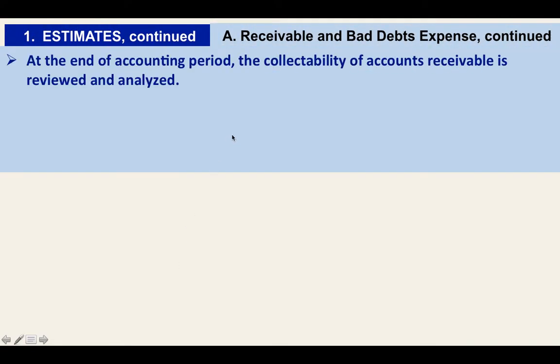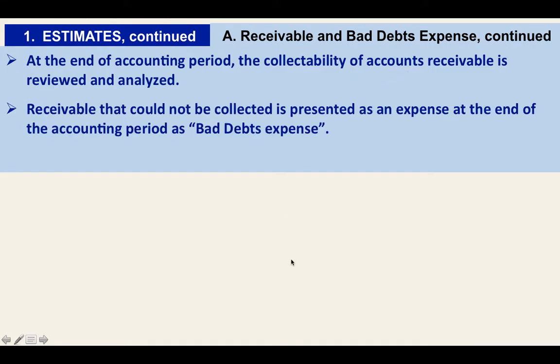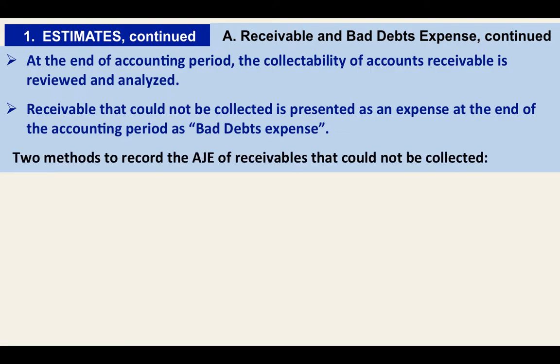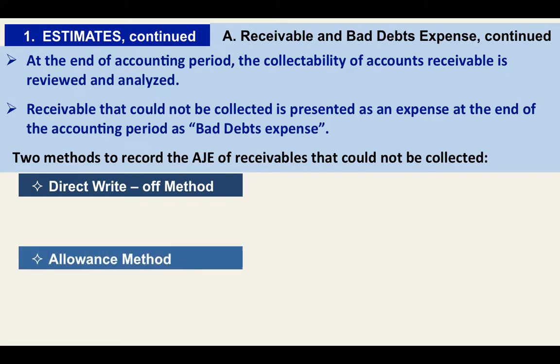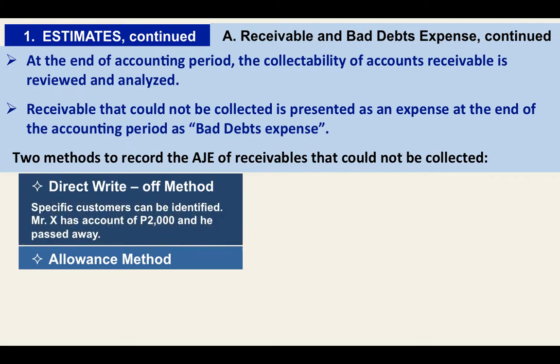At the end of the accounting period, the collectability of accounts receivable is reviewed and analyzed. Okay? Receivable that could not be collected is presented as an expense at the end of the accounting period as bad debts expense. Two methods to record adjusting journal entry of receivables that could not be collected. The first method is direct write-off method, okay? And the other method is allowance method.